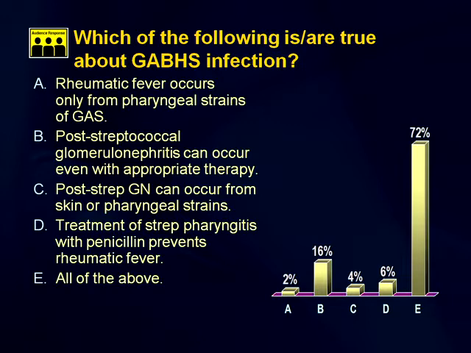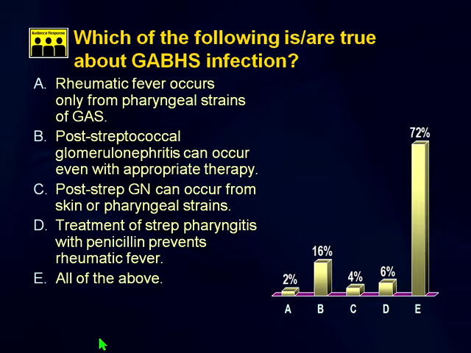So A is true. B, post-strep glomerulonephritis can occur even with appropriate therapy. That's true. So even if we treat them with penicillin, you treat them within seconds of their strep infection, they still can get post-strep glomerulonephritis. It doesn't change that. C, post-strep glomerulonephritis can occur from skin or pharyngeal strains. That's true. So post-strep can occur from a skin infection or a throat infection. Rheumatic fever can only occur from a throat infection.